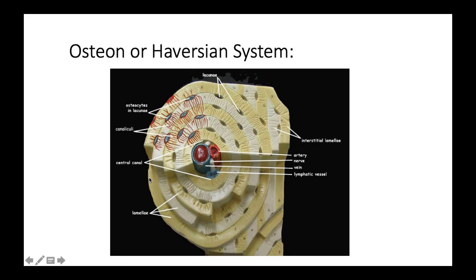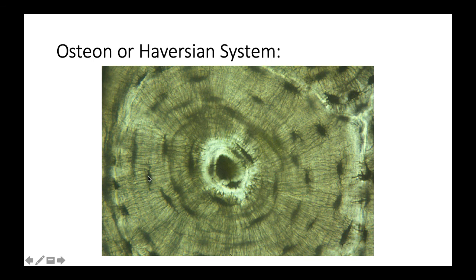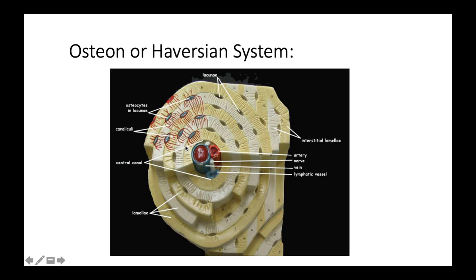And then you see here's a lacuna. Oops, let me go back there, sorry. Here's a lacuna. And inside the lacuna are the osteocytes. And coming off of those osteocytes are these little extensions that we call the canaliculi. So you can actually see the canaliculi quite well here. And I believe that's it.